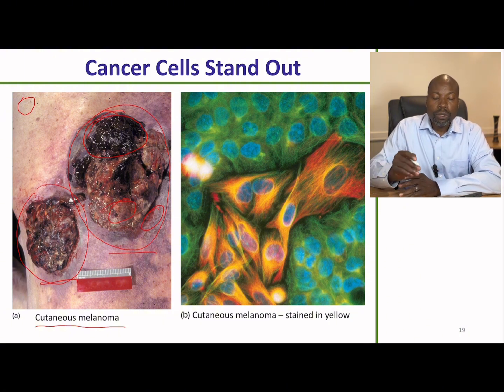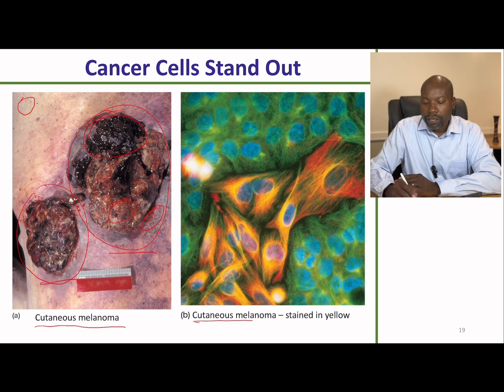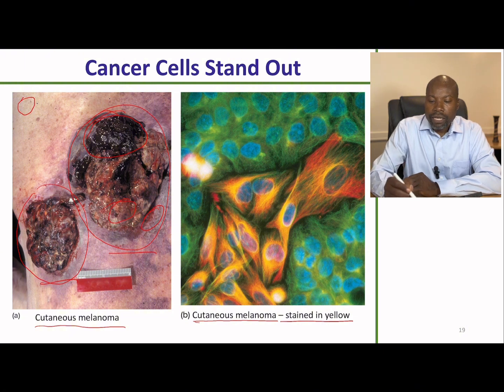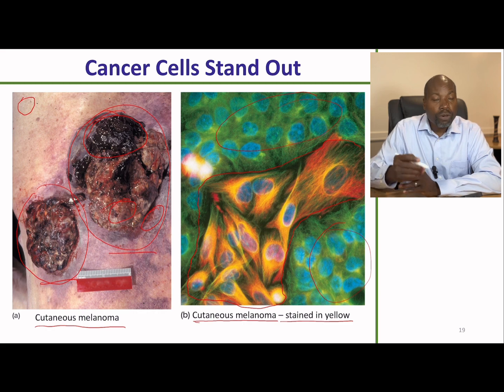So when we do a tissue analysis, histology, the tissue cells of the cutaneous melanoma here are stained, right? And we can see the normal cells here in green, while the abnormal cells are right here in yellow or orange, if you will, right? They look different, they behave differently, these cancer cells.